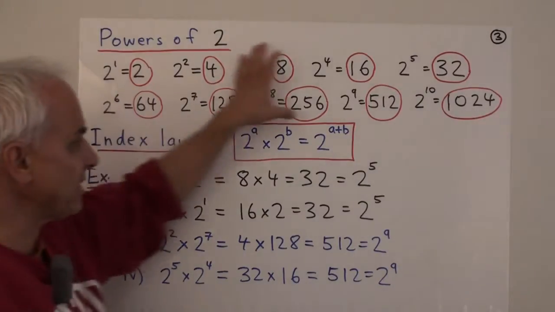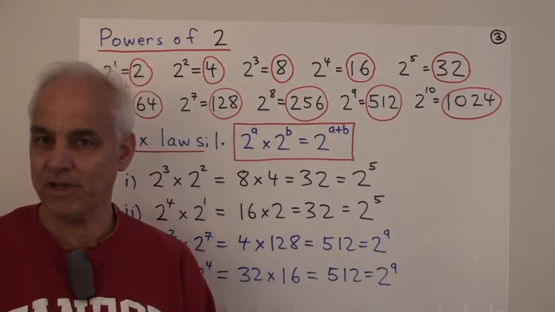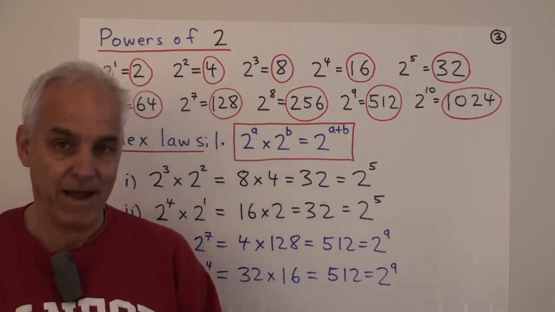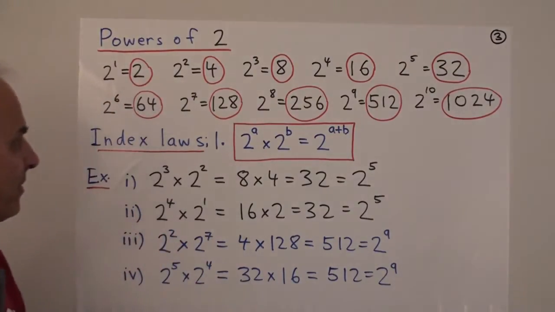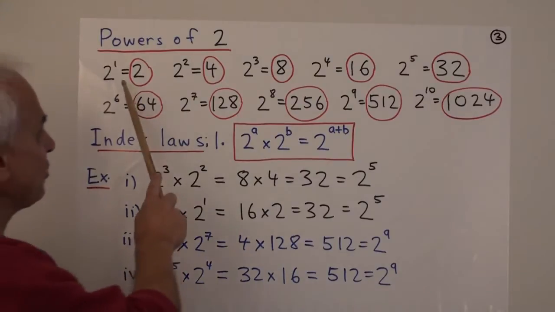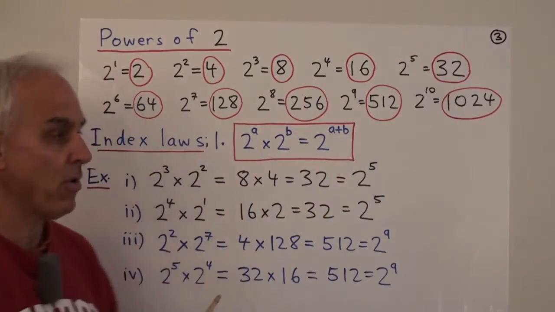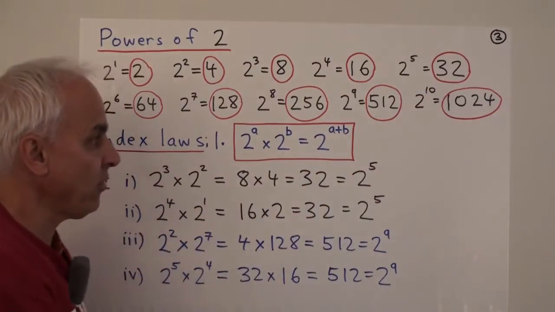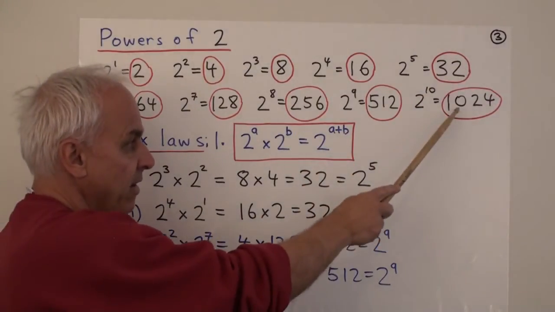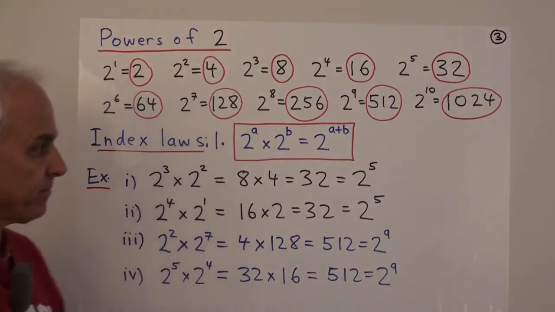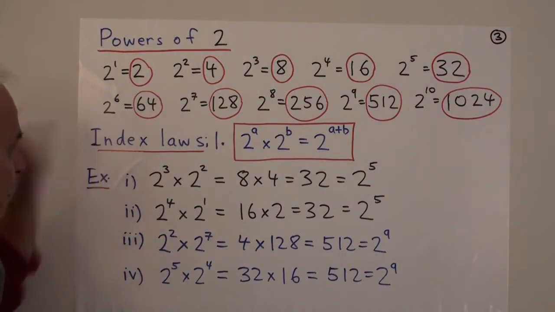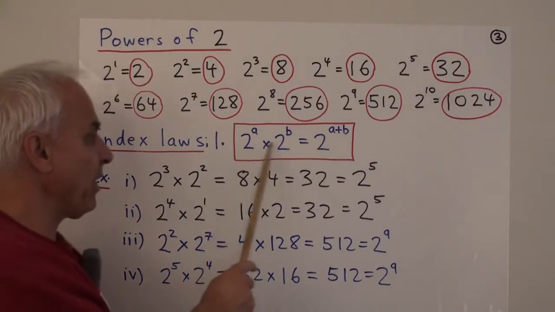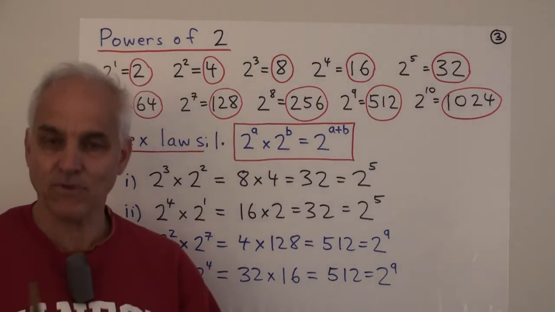It's not a bad idea if you become a little bit familiar with these powers of 2. Powers of 2 come up quite a lot in mathematics in different places. Especially I want you to remember the top row. 2 cubed is 8, 2 to the 4th is 16, 2 to the 5th is 32, and I'd like you to remember 2 to the 10, that's 1024. Okay, now we come to the first index law, which tells us how to multiply two powers of 2.